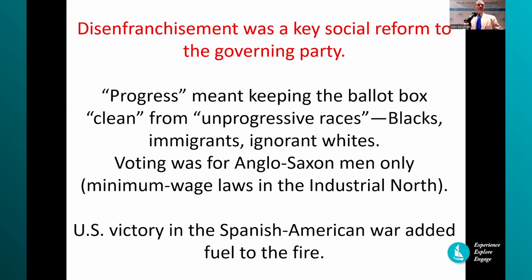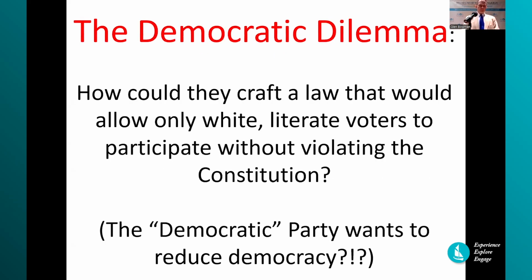Not to criticize only the South in this, but up north, many states passed minimum wage laws. They were geared and put in place to keep immigrants from taking jobs. And again, I'm not going to get into all that, but believe me, if you read the literature, you understand. So it's not just a North Carolina thing. This was, in many ways, a nationwide thing.